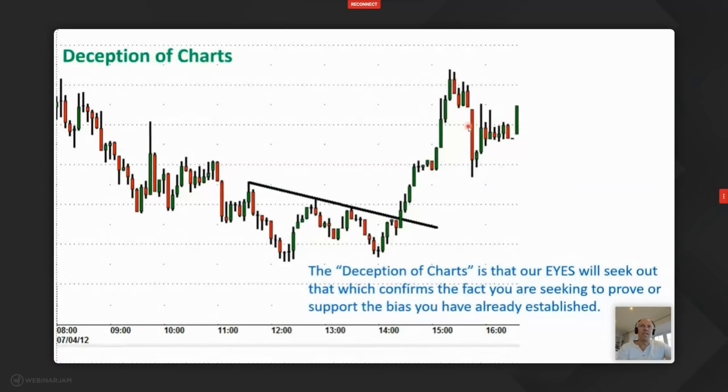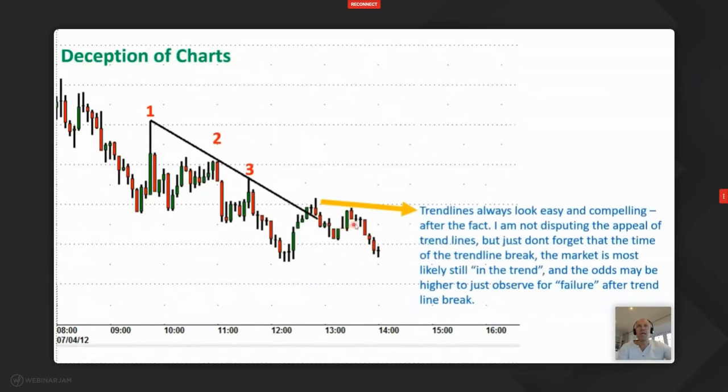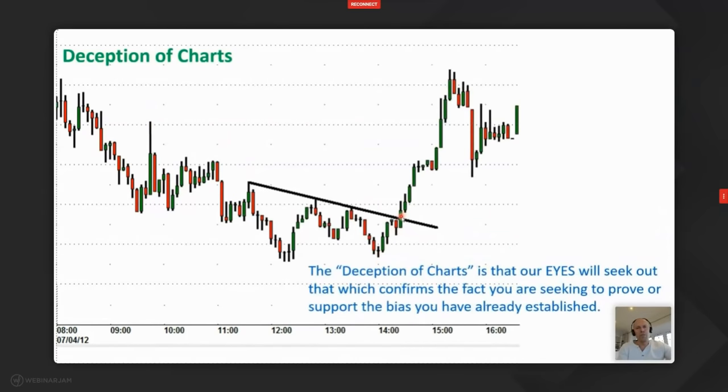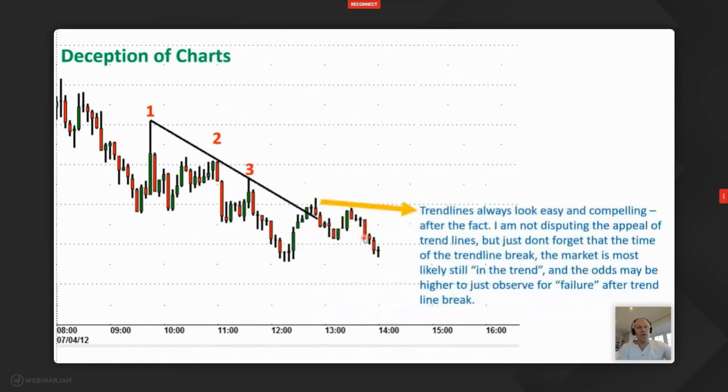That's the deception of eyes, because what your eyes haven't picked out from this simple chart is that you also have a very simple trend line connecting this high with this lower high with this lower high. And here you also have a trend line break, but your eyes didn't pick that out for you. The reason is that it could see that this didn't confirm the bias that you had. Here you want to be a buyer and you want to believe that trend lines are working. But if you don't do your homework and you're not aware of how your eyes are deceiving you, then you're going to base your trading strategy on a false premise. And we really don't want to be there.